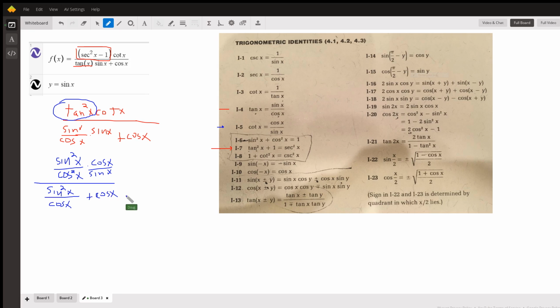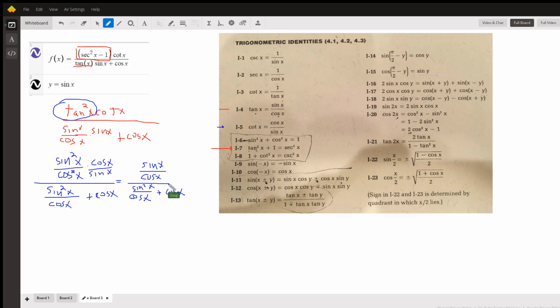Now, at this point, I've converted everything to sines and cosines. I can do some canceling here. See how one of these sines cancels out? And one of these cosines cancels out. And I still have sine squared x over cosine of x plus cosine of x.